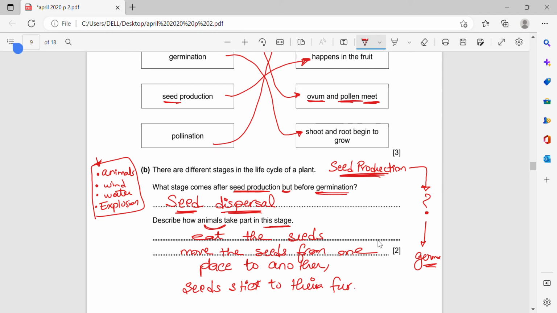This question is out of 2 marks, so you have to mention 2 points. So you can mention here, eat the seeds, move the seeds from one place to another, or the seeds stick to their fur. Out of 2 marks, you have to mention 2 points to get the full mark.